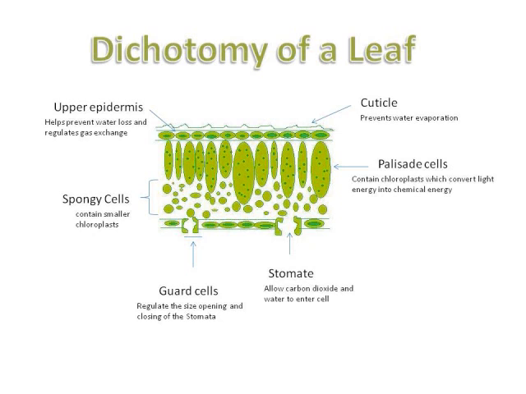The spongy cells, which are also called spongy mesophyll, contain smaller chloroplasts than that of the palisade cells. They also photosynthesize. Lastly, the epidermis also helps prevent water loss and regulates gas exchange and sometimes, depending on the leaf, water absorption.